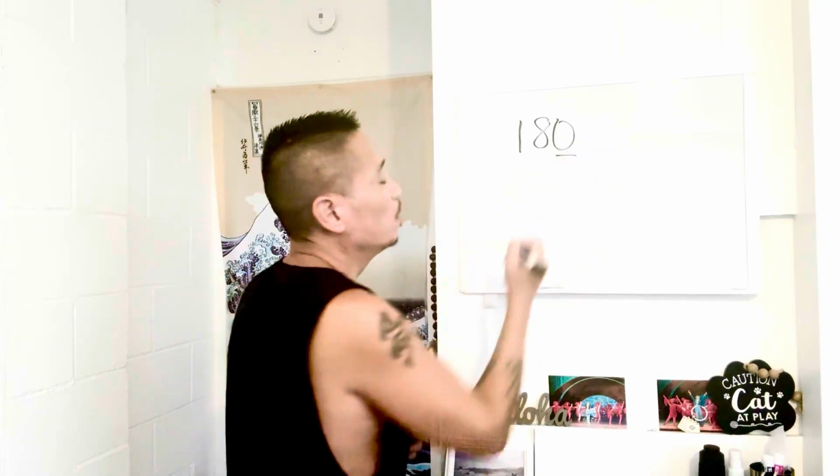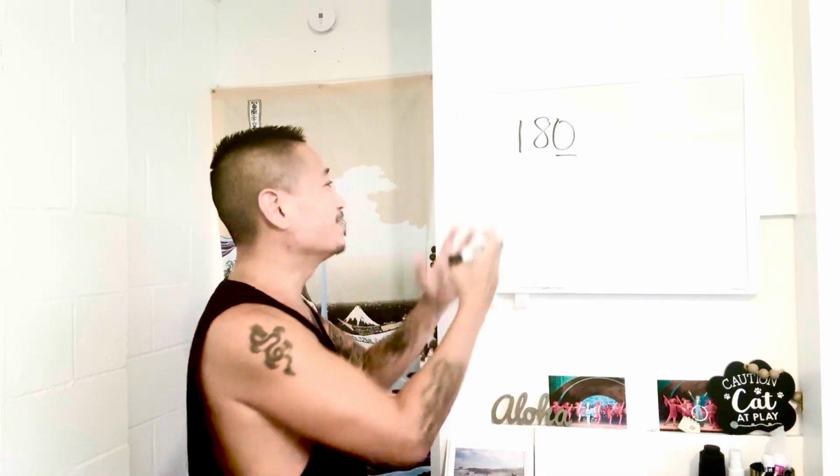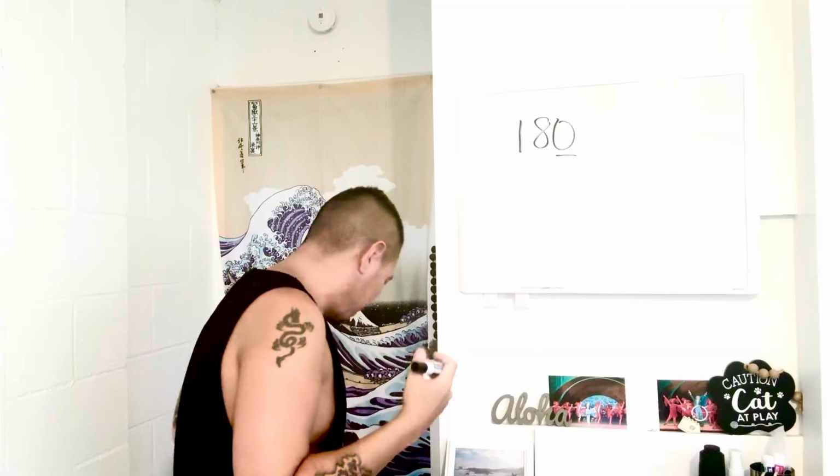Okay, we're going to check if this number is divisible by 4. First of all, we know it's divisible by 2, because it's even. That last digit 0 is even.